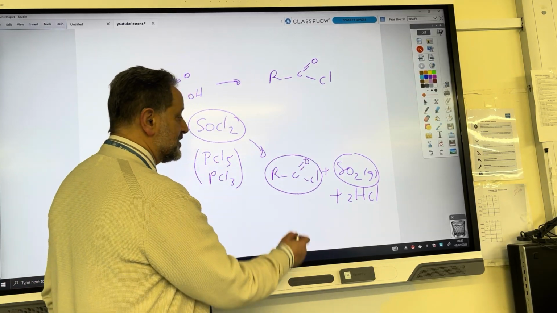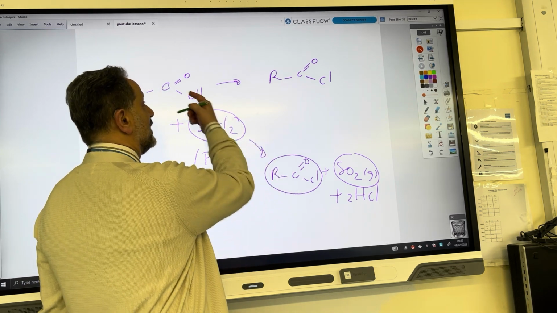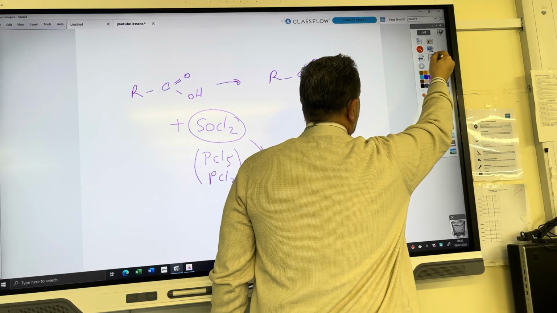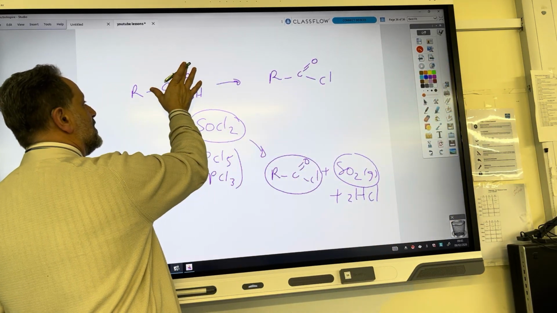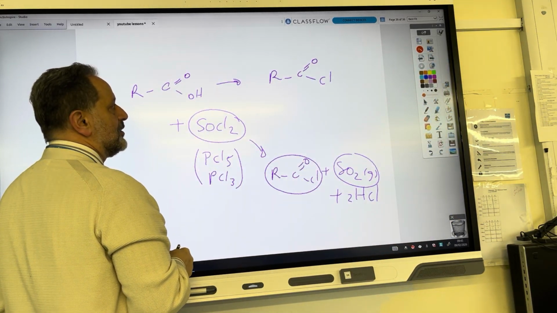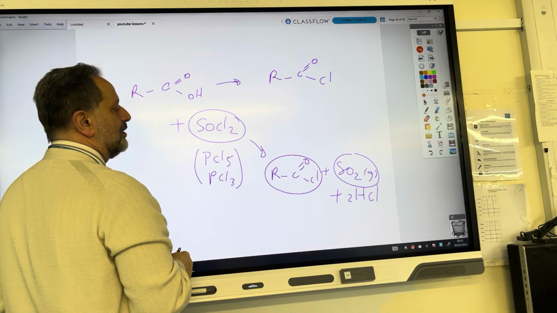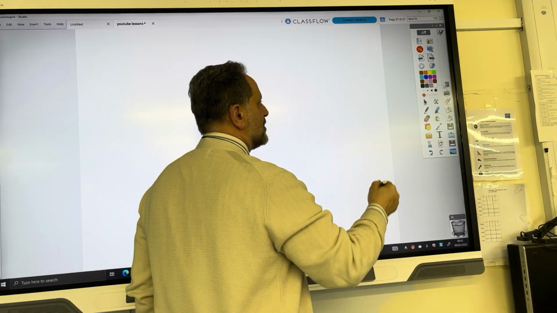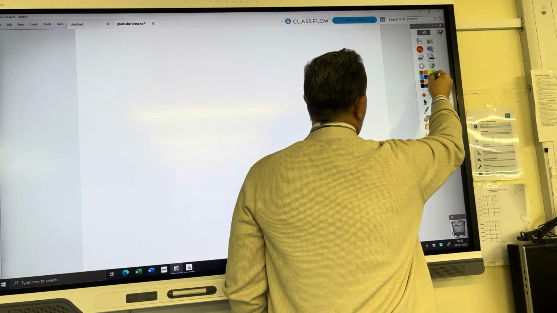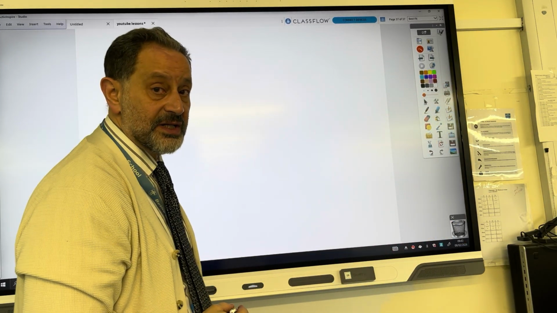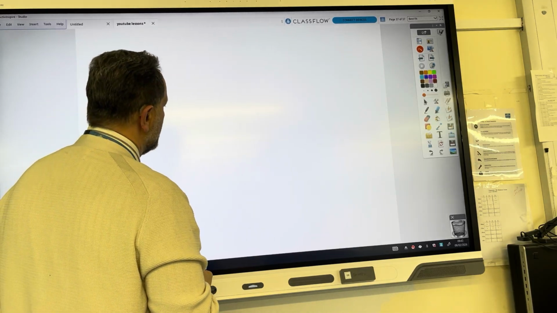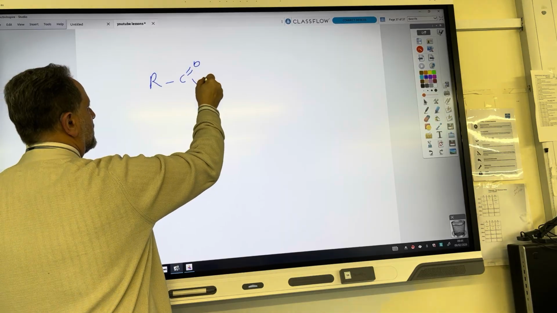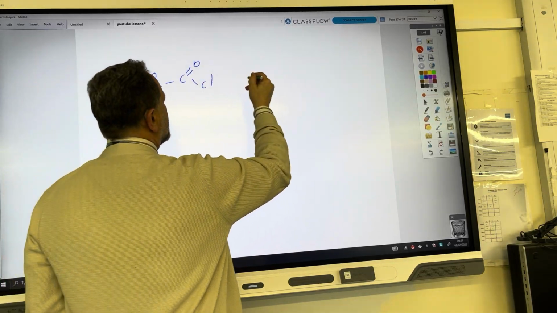Why bother? Because this thing is far more reactive than its cousin. Whereas, for example, you might put the carboxylic acid under reflux to react with your amine or diamine, this one can probably do it at room temperature. Remember, in industry, they don't do things if they don't make economic sense.